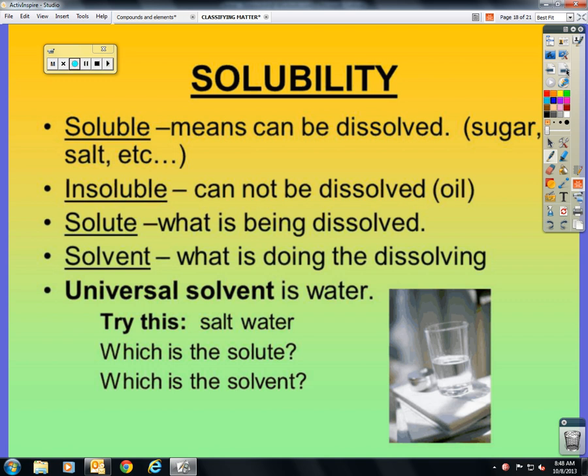And so here's an example to try. Salt water. What would the solute be? What's being dissolved? The salt. What would the solvent be? What's doing the dissolving? The water.